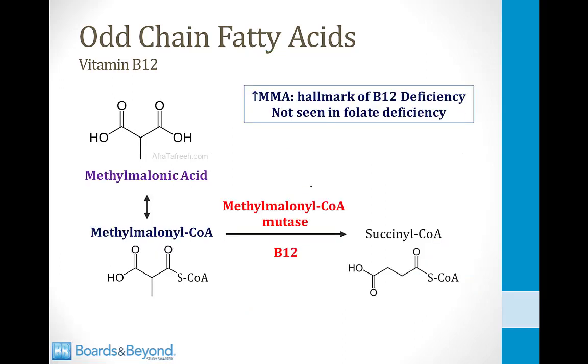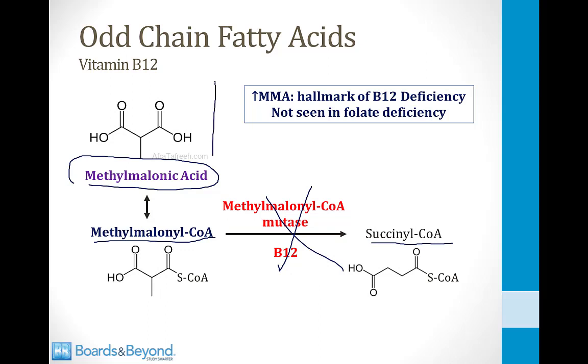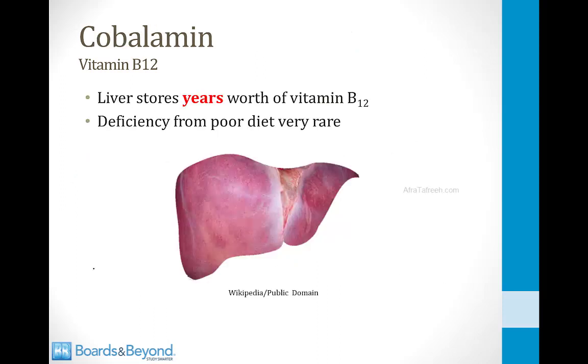If you are deficient in B12, this step will be ineffective, and therefore you'll be unable to convert methylmalonyl-CoA into succinyl-CoA. Methylmalonic acid can dissociate from methylmalonyl-CoA, and therefore in a B12 deficiency, you will see the level of methylmalonic acid rise in the plasma, and a high MMA level or methylmalonic acid level is a hallmark of B12 deficiency, and very importantly, this is not seen in folate deficiency, and this is one way you can tell the two vitamin deficiencies apart.